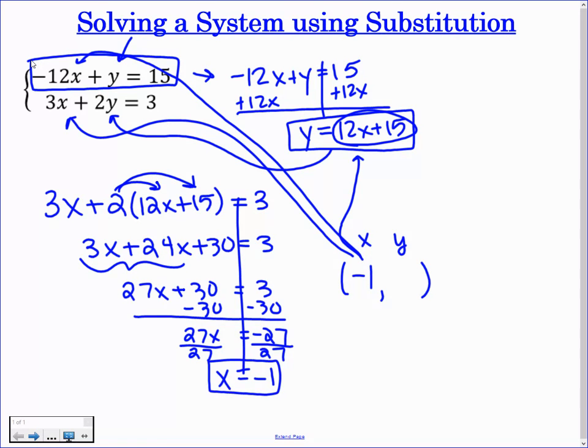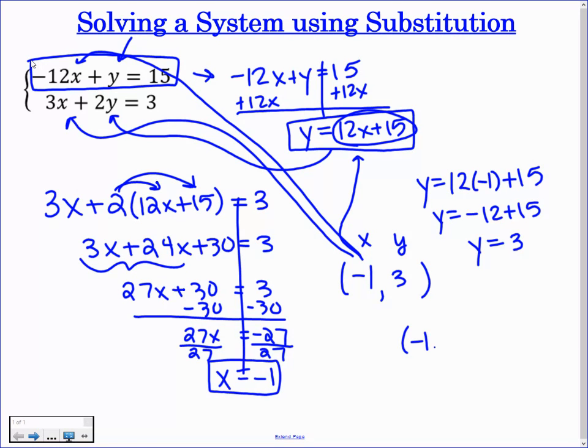So we would have y is equal to 12 times negative 1 plus 15, which means y equals negative 12 plus 15, and therefore y must equal 3. So that means their point of intersection of these two linear equations is found at negative 1, positive 3. And once you do that, you are done.